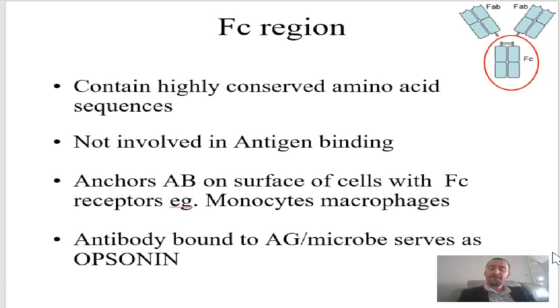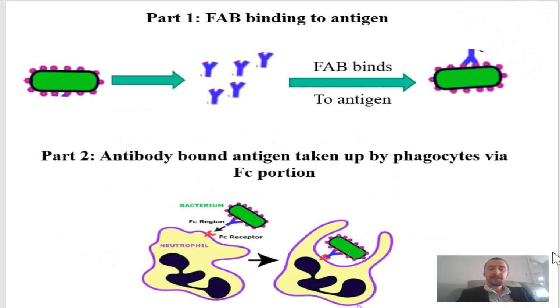And another important role of this Fc region is that it enables the antibody, once it's bound to the microbe, to act as a little binding site for cells to attach, hence making it an opsonin. What I mean by opsonin is it makes it easier for the pathogen to be identified by the immune cells.